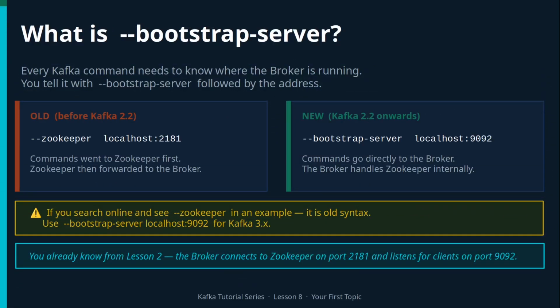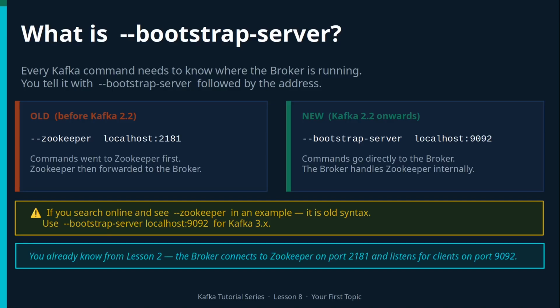Before we open the terminal, there is one thing I want to explain first, because if you search for Kafka commands online, you will see 2 different styles, and it can be confusing. Every Kafka command needs to know where the broker is running. In older versions of Kafka, before version 2.2, you would point commands at zookeeper using a flag called --zookeeper and the address localhost:2181. Zookeeper would then forward that request to the broker.